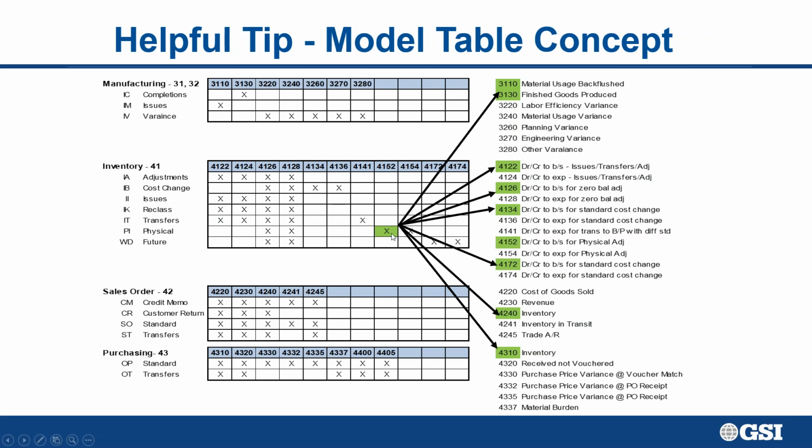And here, what we have is for 4152 document type PI, I'm going to designate that as what's called a model table. So inside of that model table, what we do is we look at the setup. We look at all the companies, all the GL class codes that are in there for the one document type PI.